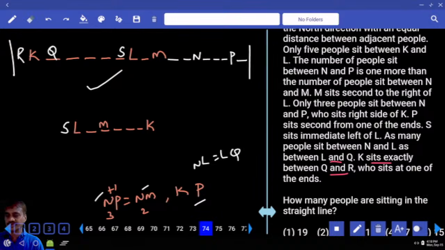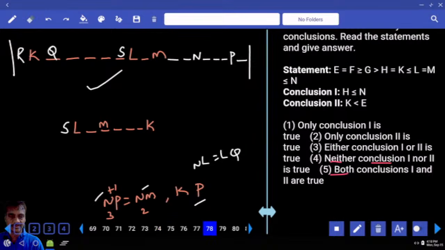Now this is from 74 to 77. Then next to 74 to 77, then 78 onwards. Now first or the second, and definitely under the first priority, 78.